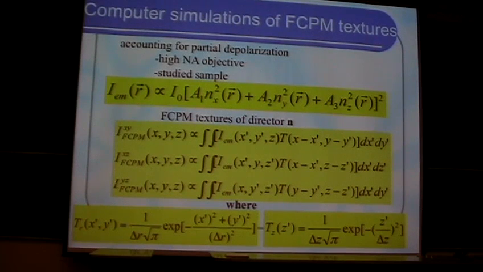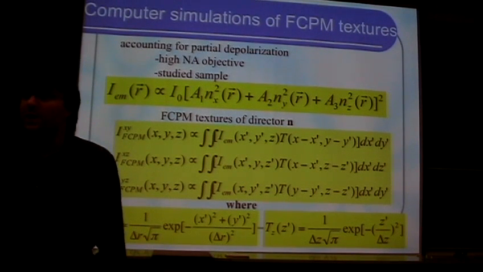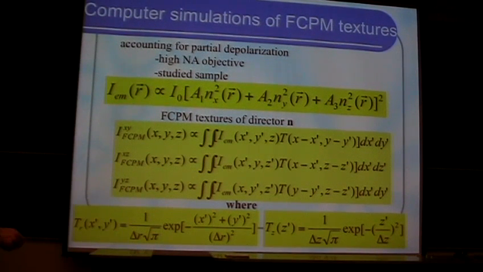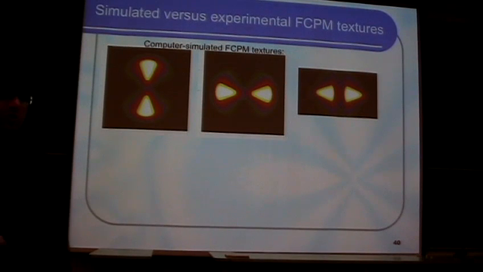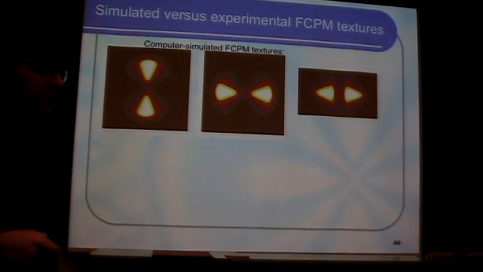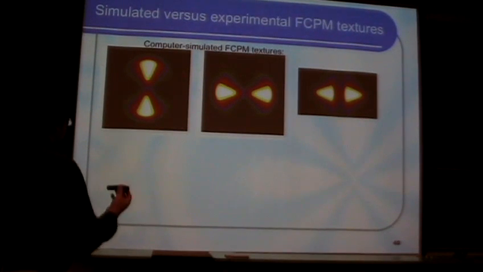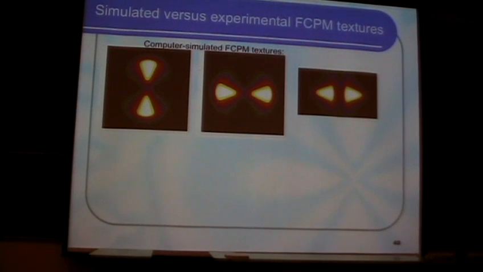Of course, in the case of vertical cross-section, we understand that the resolution is worse in the axial direction than in the in-plane direction, and this can be taken into account too. So using those expressions, one can calculate what should be the fluorescence intensity distribution for a given director structure, and therefore those computer simulated results can be compared to experimental results.